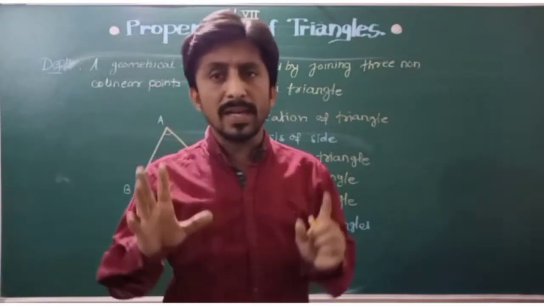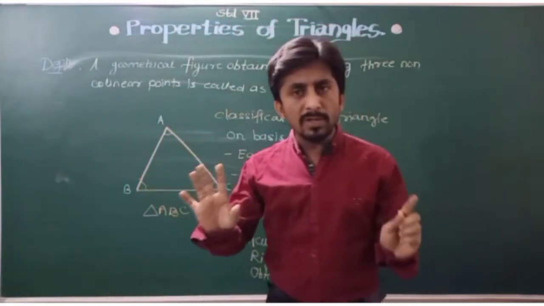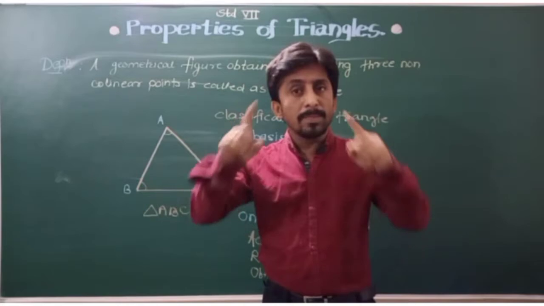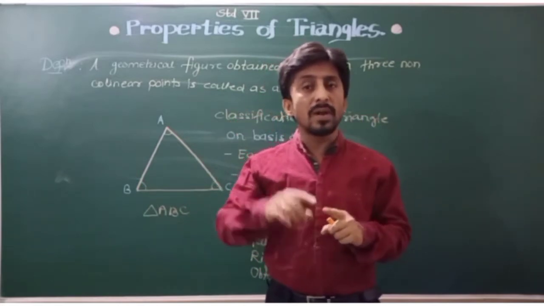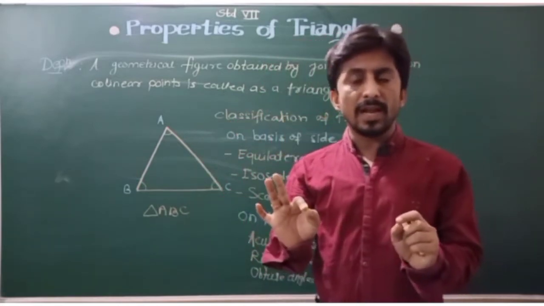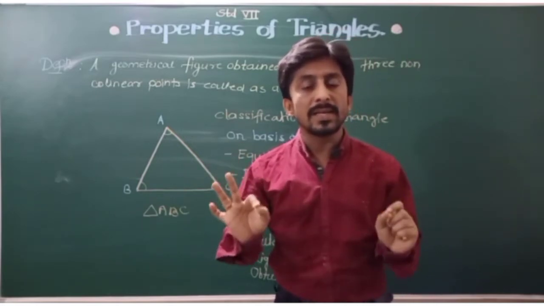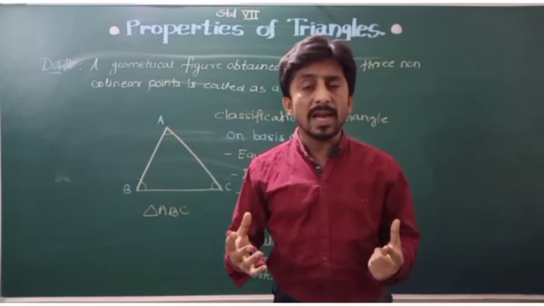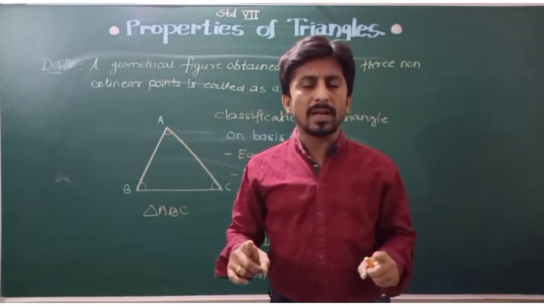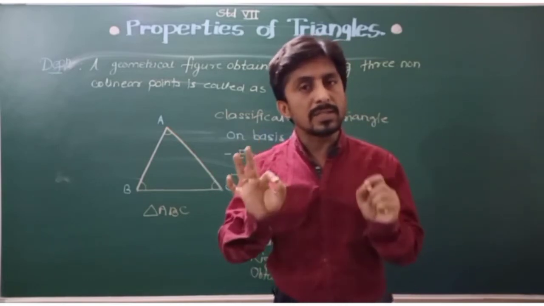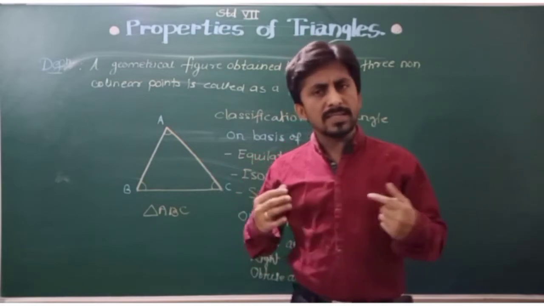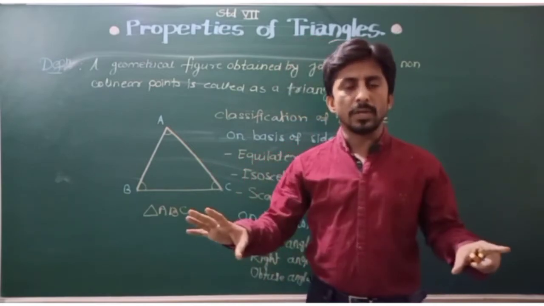So on the basis of size, equilateral. What is the meaning of lateral? Means what? Side. Means all sides are equal. If all sides of a triangle are equal, that triangle is called an equilateral triangle. Isosceles triangle, if two sides of a triangle are equal, then it is called an isosceles triangle. And a scalene triangle, no sides are equal.